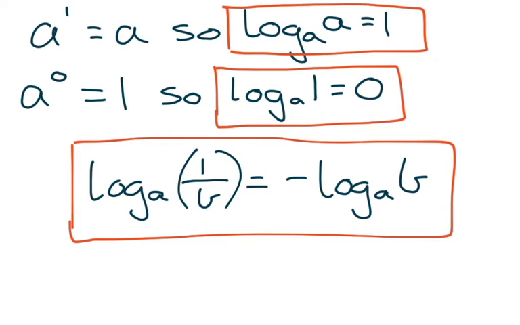And the same with anything to the power of 0 is equal to 1. So if you've got log base A of 1, that's going to equal 0, because that would normally be A to the power of 0 equals 1.